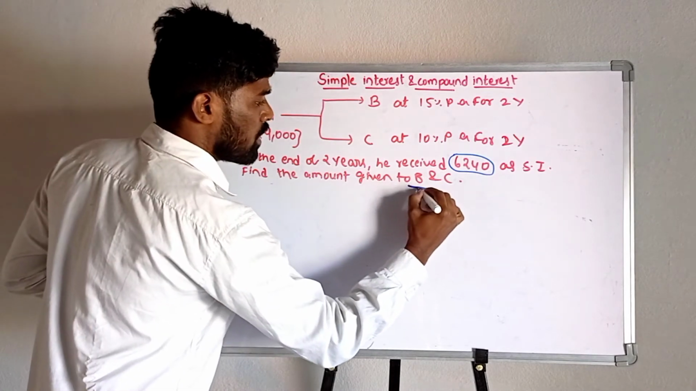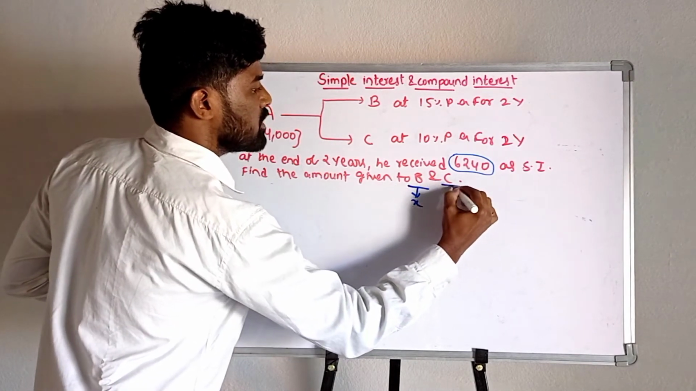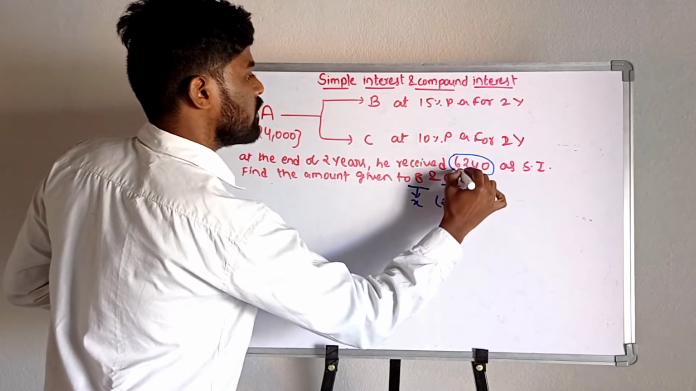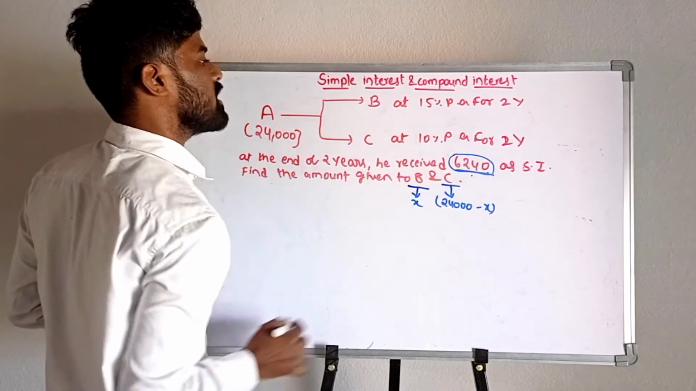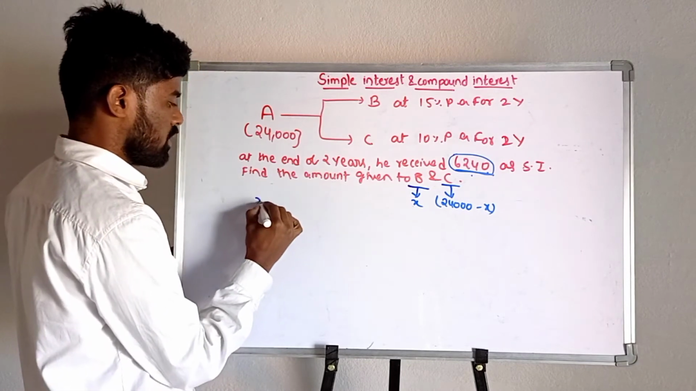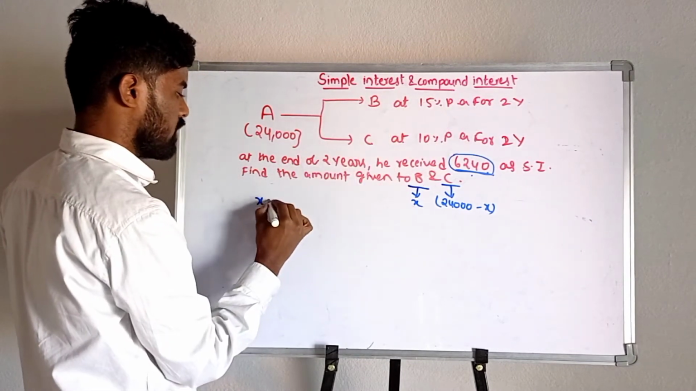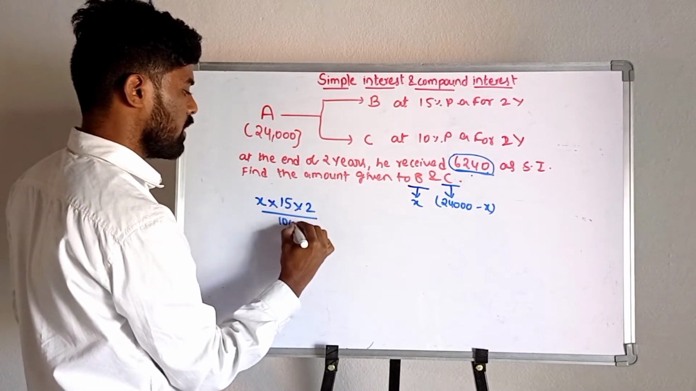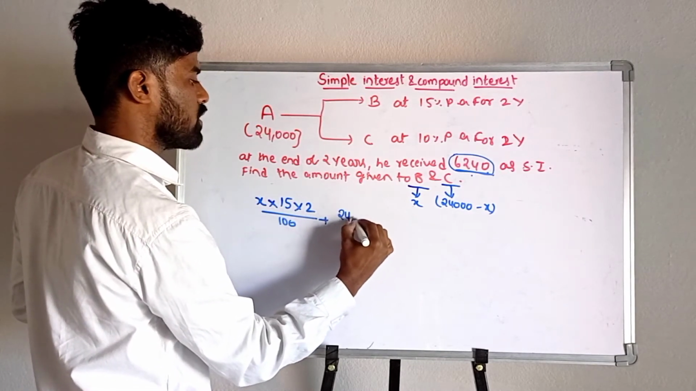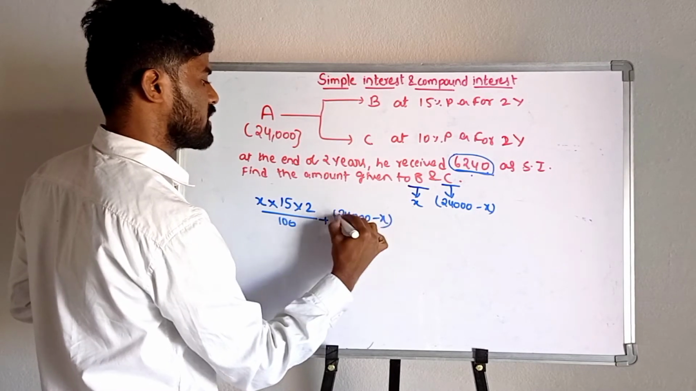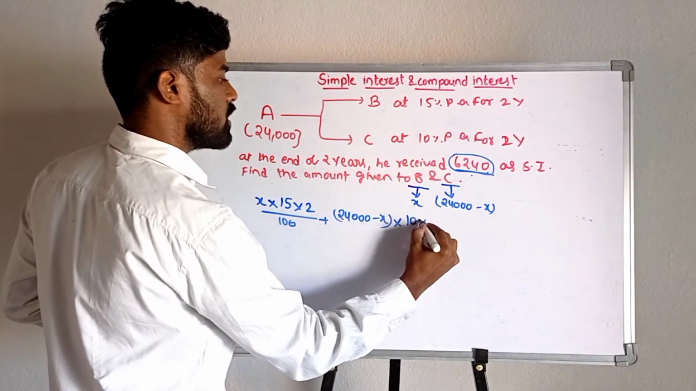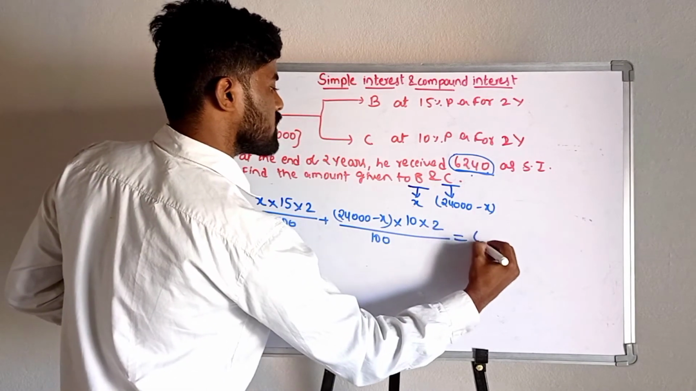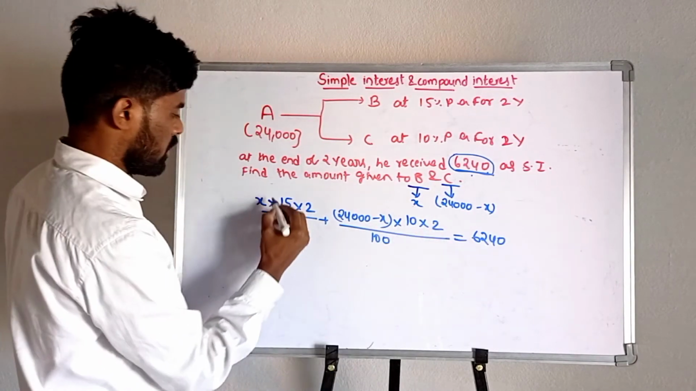First, let us assume the amount given to B as x. That means the amount given to C will be 24,000 minus x. We know that simple interest is given as 6,240. That is, simple interest in this case is x into 15% into 2 divided by 100, plus (24,000 minus x) into 10% into 2 divided by 100. Total simple interest is 6,240.